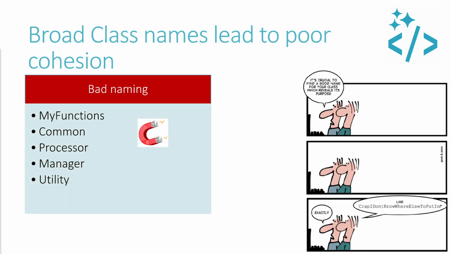Broad class names lead to poor cohesion, so here is some bad naming: my function, common, processor, manager, utility. When you see such classes, you should run away, because they attract too many things. It's not clear what they are doing. Here we have also an example of how two developers are trying to understand or name a method.